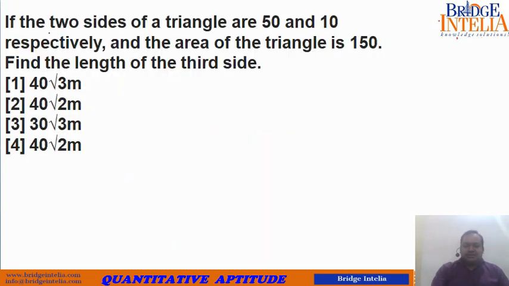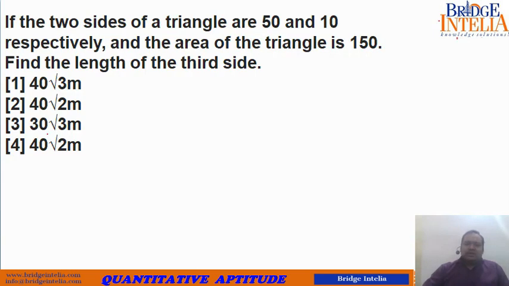Now let's move to the next one. If two sides of a triangle are 50 and 10 respectively, and the area of the triangle is 150, find the length of the third side. So let us see how you can solve this. Please understand a few things. A particular question may be solvable in more than one way, but we always bring before you the shortest possible way. So there are two different ways in which this question can be solved.